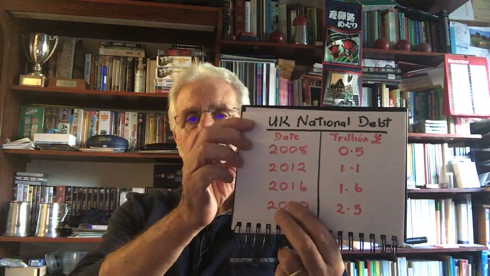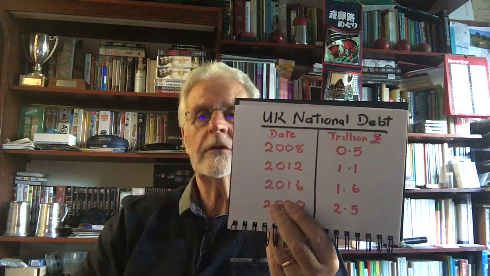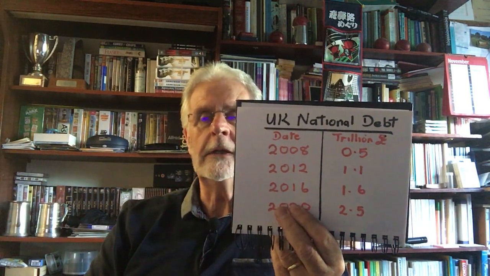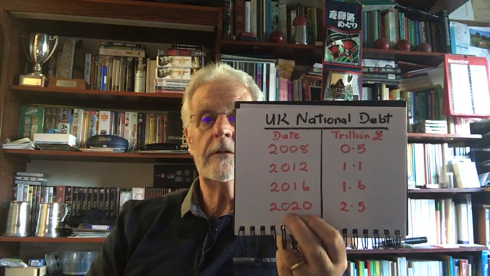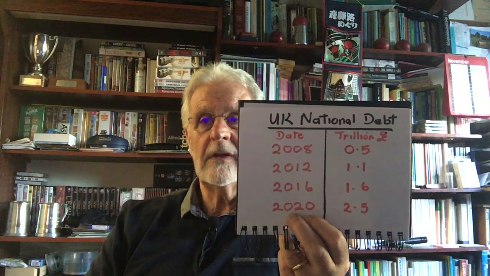Now, it's interesting to look at the policies that I've described and what has happened to the national debt since 2008. In 2008, the national debt was just a little over £500 billion. It was about £580 billion. And then if you just look at 4-year periods up to 2020, it's now likely by the end of this year to be about £2.5 trillion. That is, it has grown fivefold over a 12-year period.